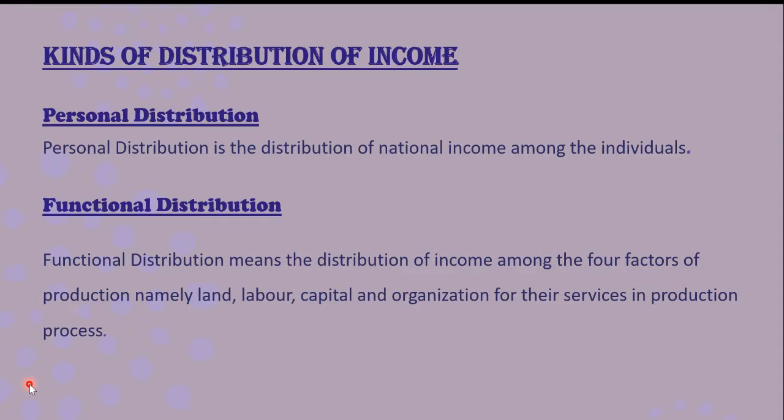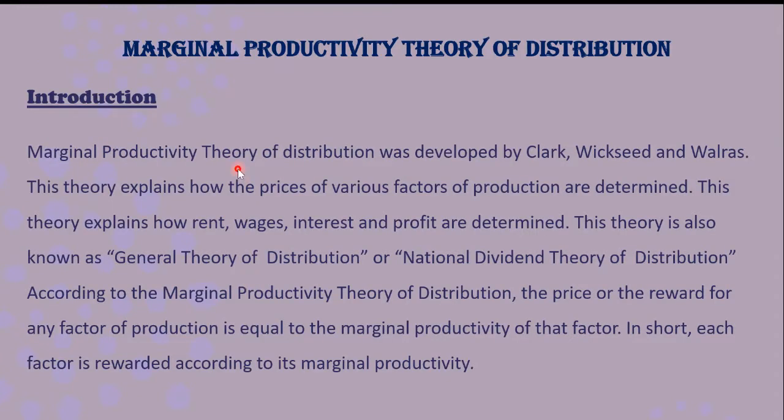So, functional distribution means the distribution of income among the factors. How many factors are there? 4 factors. Land gets rent, labor gets wages, capital receives interest, and organization gets profit. The distribution of income among the 4 factors of production is called functional distribution. Did you understand the kinds of distribution of income? Okay. Next, the most important theory, the marginal productivity theory of distribution.